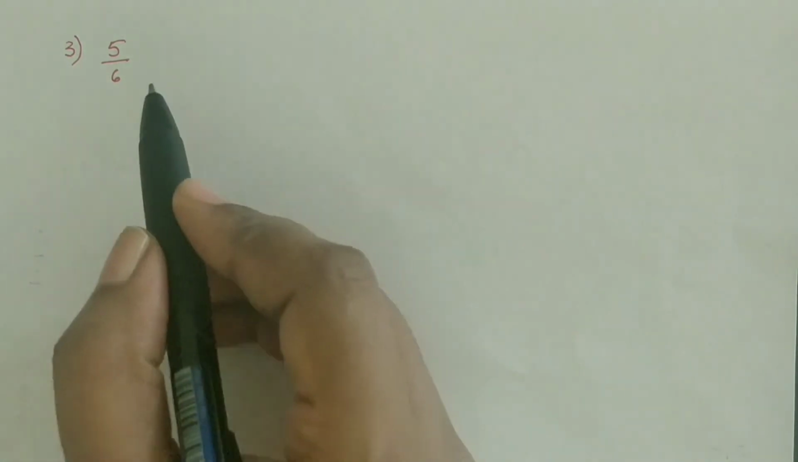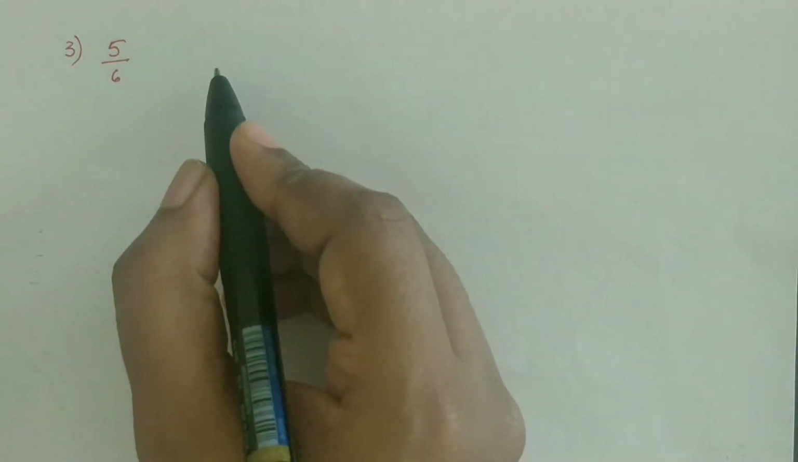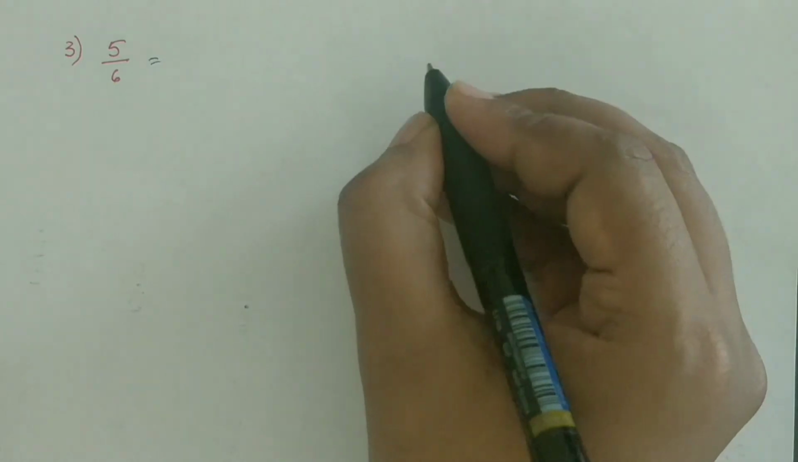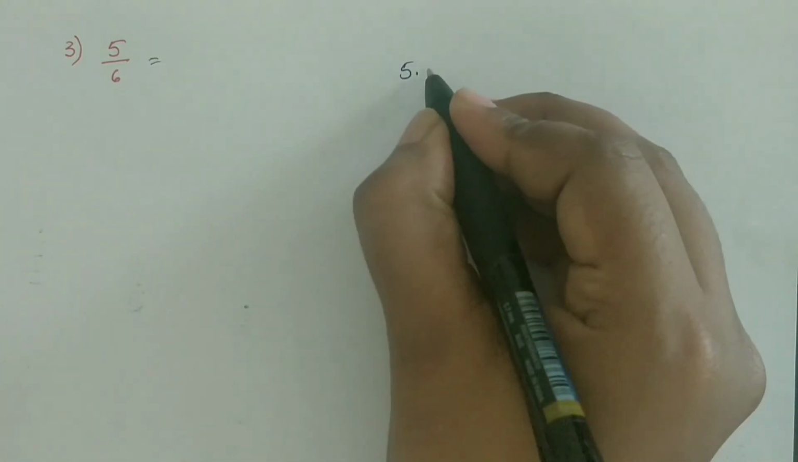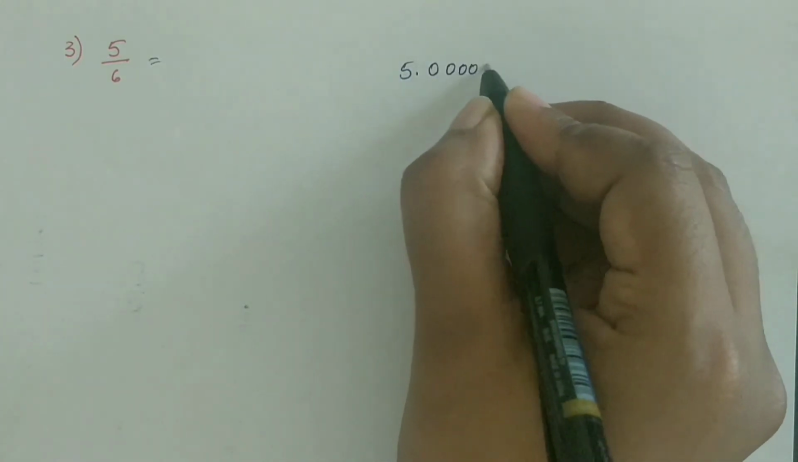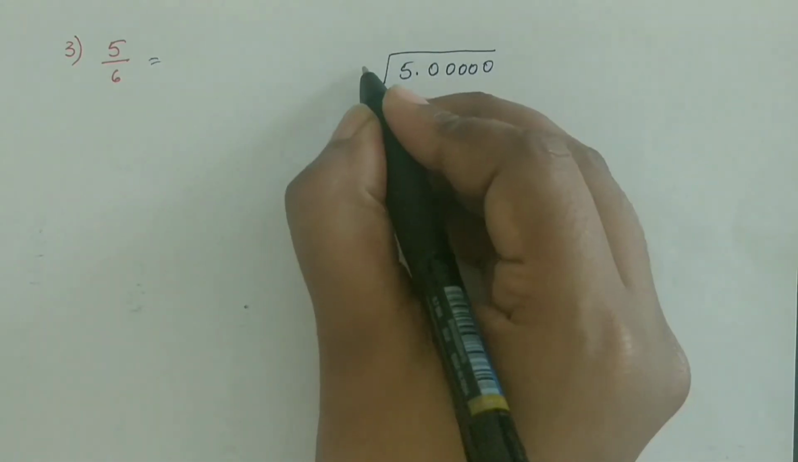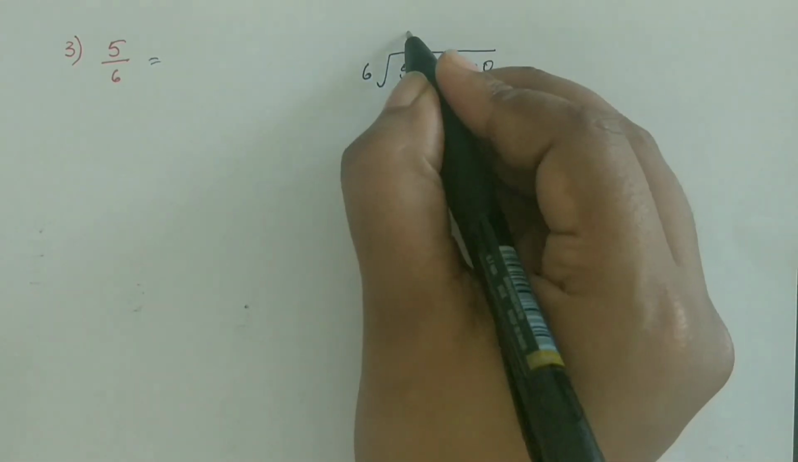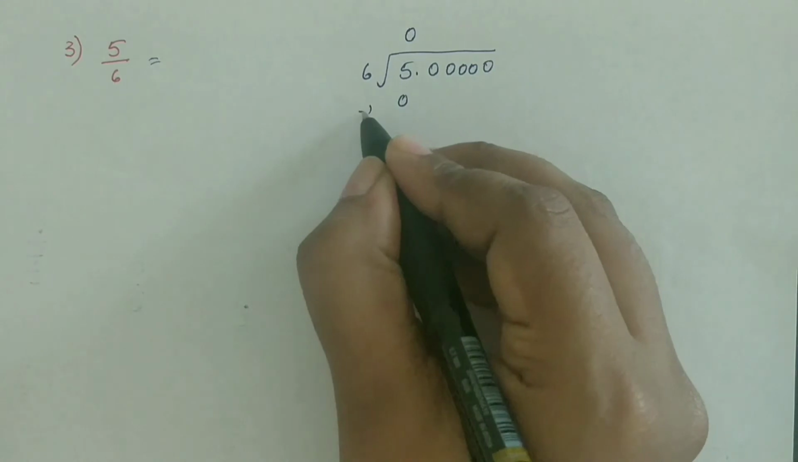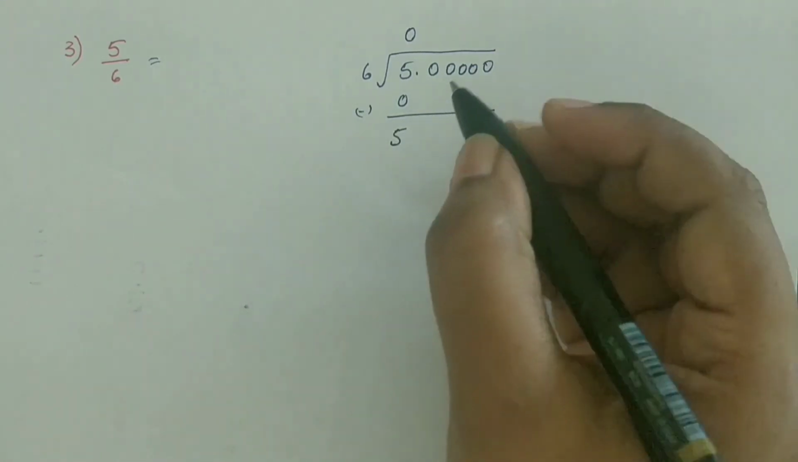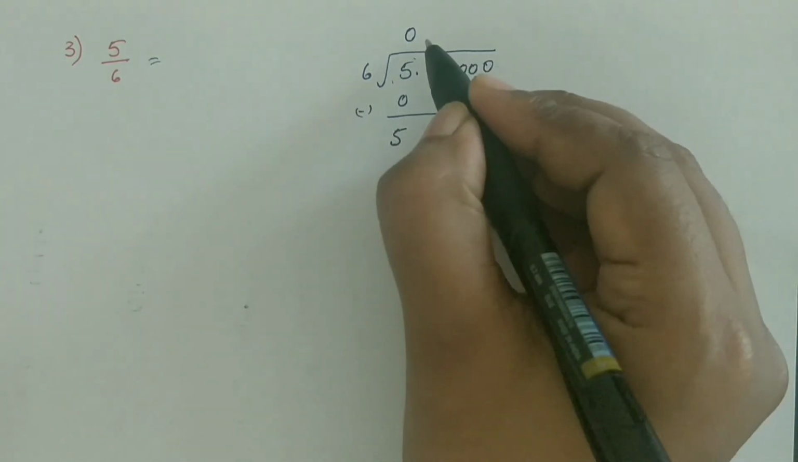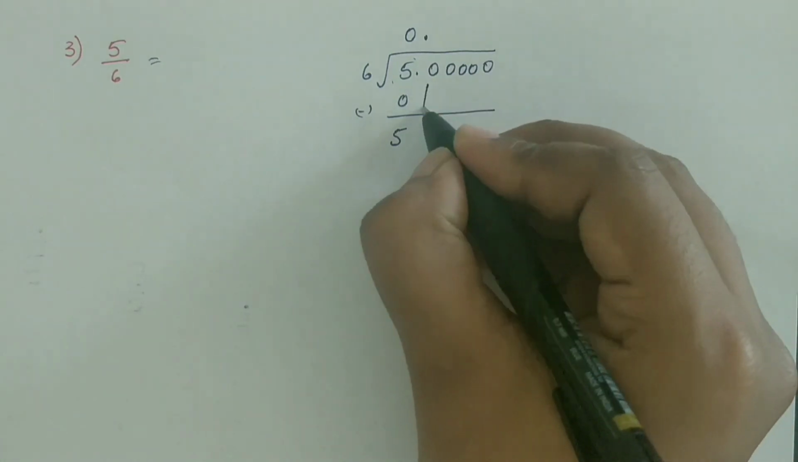Third one, convert 5/6 into a recurring decimal. Write the equivalent decimal of 5, 5.0000, and divide by 6. 6 into 5, 0. Difference is 5. Whole number part is completed, so put a decimal point and bring down 0.